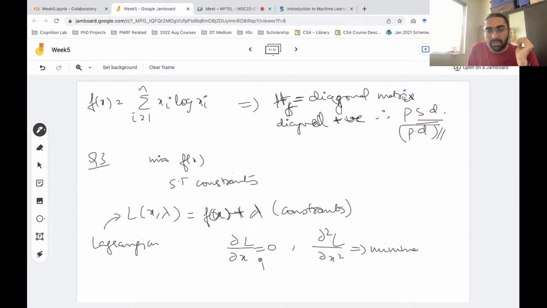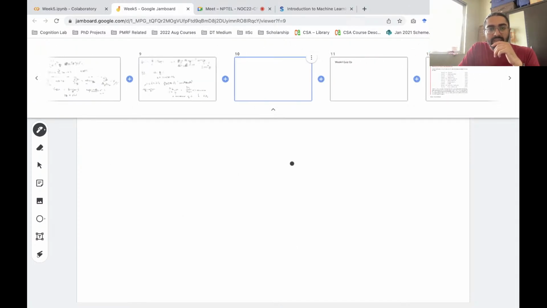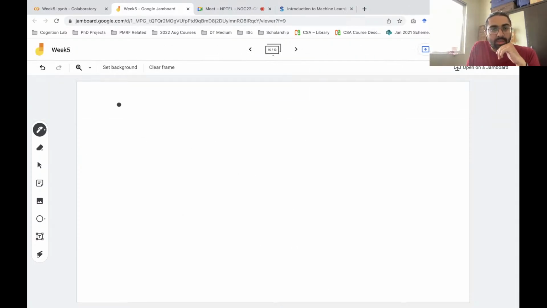This equal to 0 gives me some value of x in terms of lambda. Let's say that is x hat, so x hat is, for example, some h of lambda. Now what I do next is I substitute that h of lambda comma lambda in the Lagrangian. This becomes a function of lambda, g of lambda. And then I maximize this: maximize g of lambda subject to some constraints.